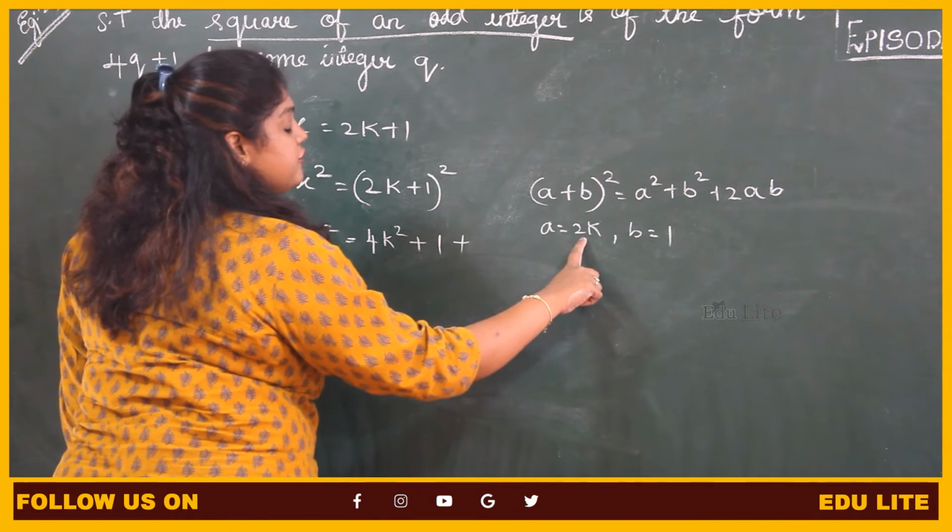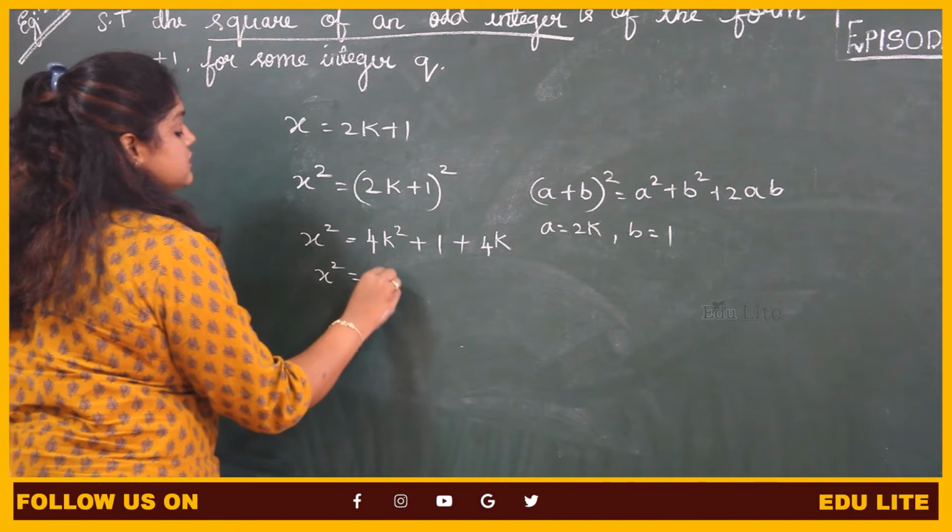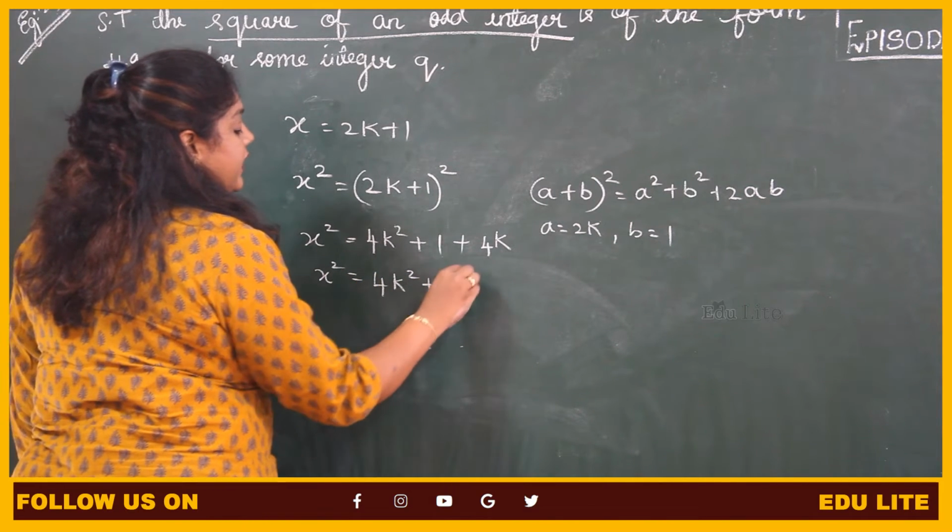What is 2k squared? 4k squared, plus b square value is 1, plus 2 into a into b, that is 2 into 2k, 4k into 1, which will give us 4k. Let me write it in order. So, 4k square plus 4k plus 1.